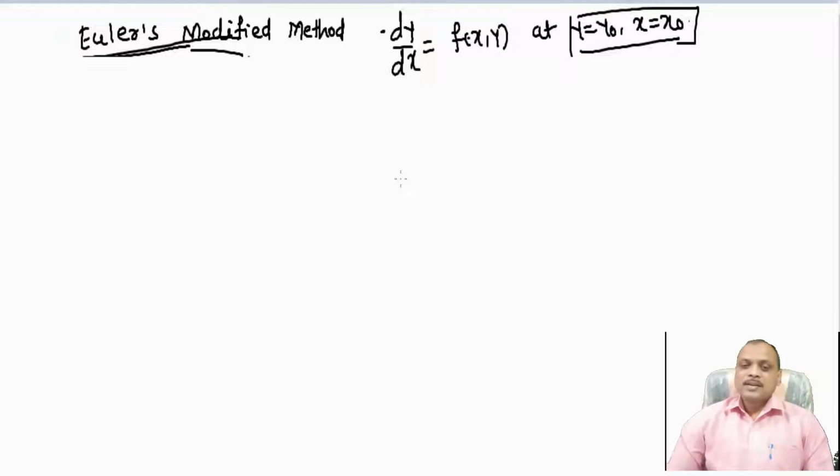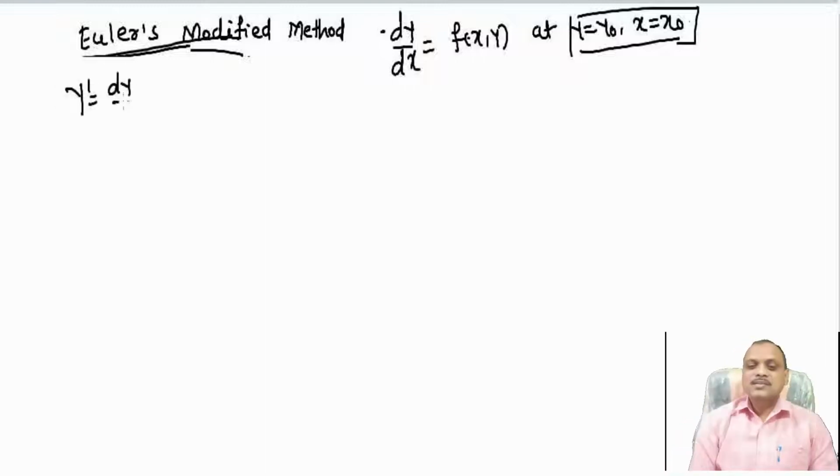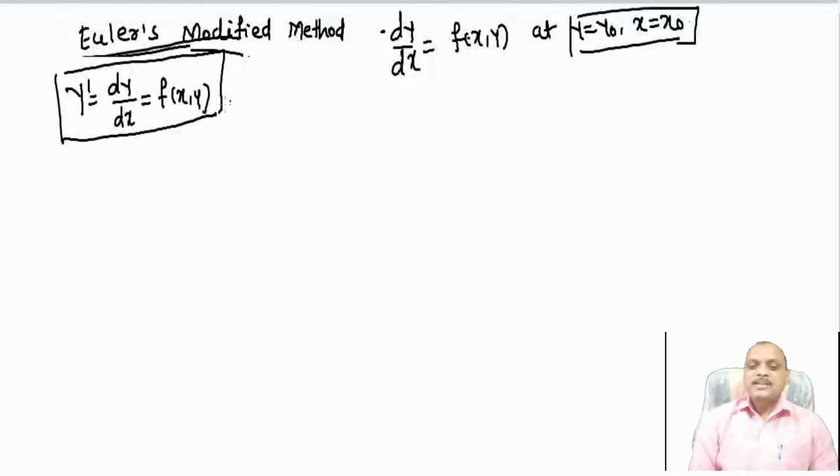Now, the first order differential equation is dy by dx equal to f of x comma y, with the initial point y equal to y0 at x equal to x0. This is a very important point in this method. Now we integrate this equation from xi to xi plus 1, between these 2 points. At the point xi, the value of the dependent variable is yi, and at xi plus 1 it is yi plus 1.